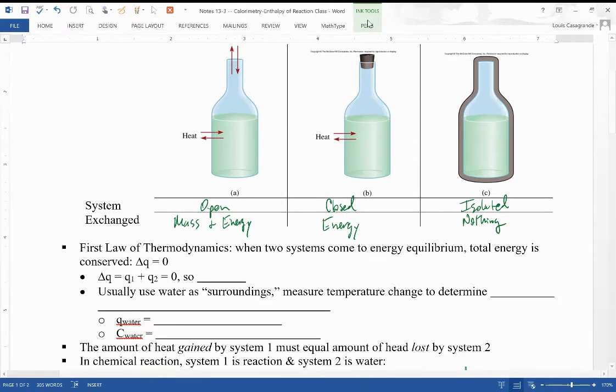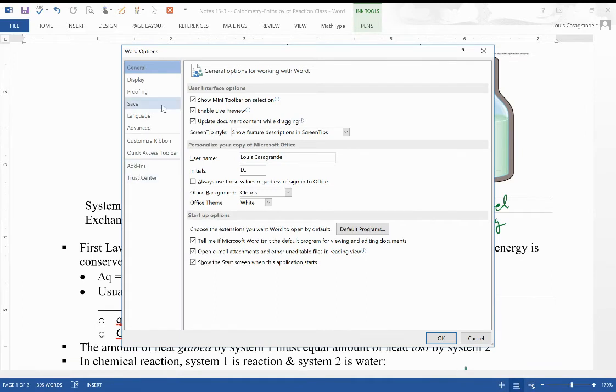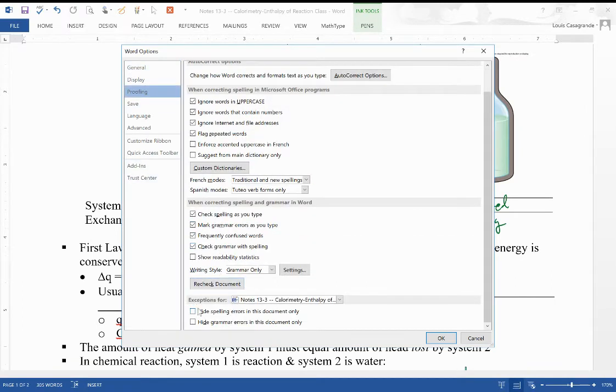So the first law of thermodynamics, let me get rid of those underlines. I meant to do that before I started.